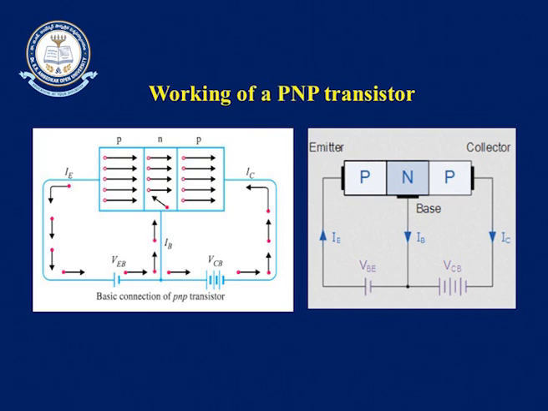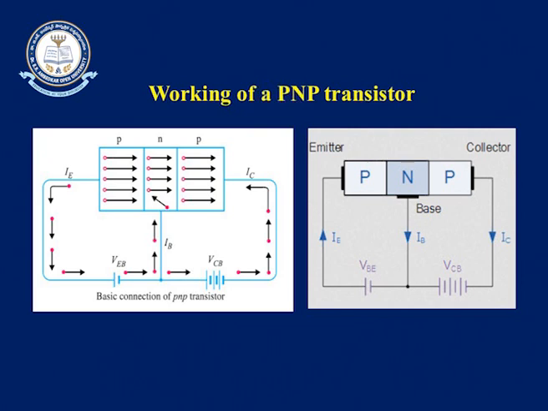Just see the image. In the image we have two power supplies. One power supply is VEB, and the other is VCB. The VEB power supply is forward biased, and the VCB power supply is reverse biased. If the VEB supply is forward biased, with positive at P, what happens? The holes are repelled, so they move towards the N terminal.